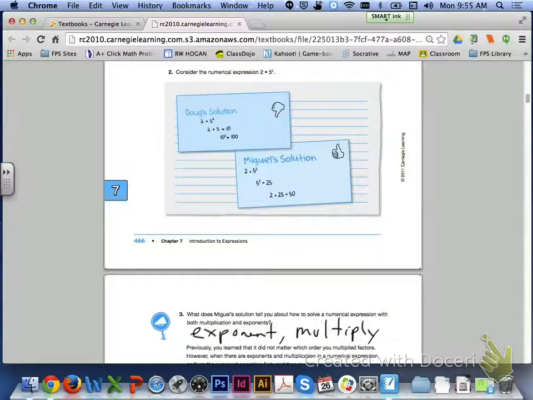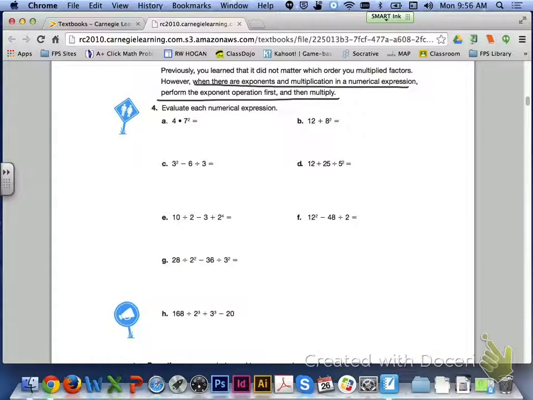So if we take a look at number 3 at the top of page 467, we can see that with Miguel's correct solution, we should take a look at exponents being evaluated first and then multiplication after the exponents. Let's take a look at number 4.